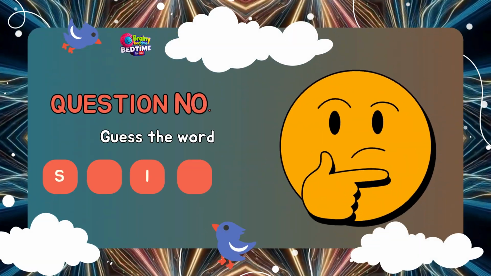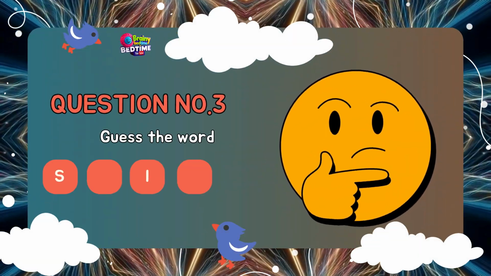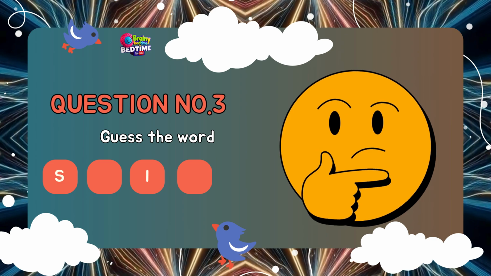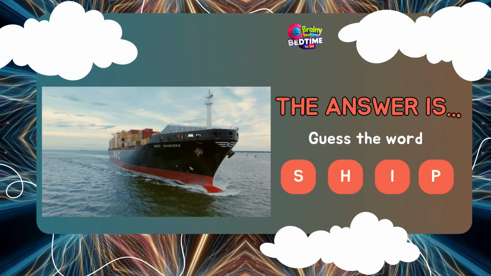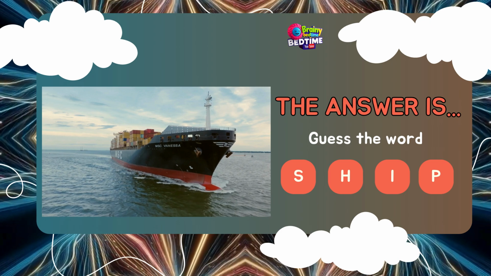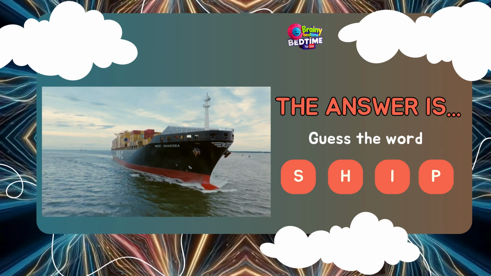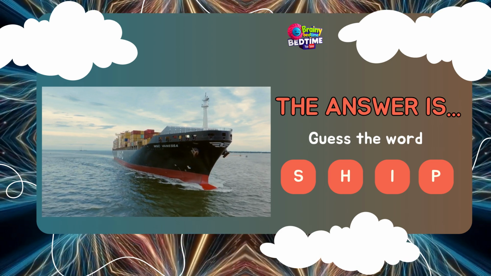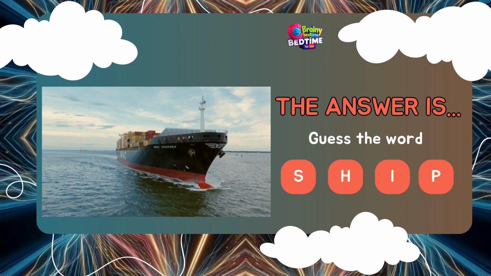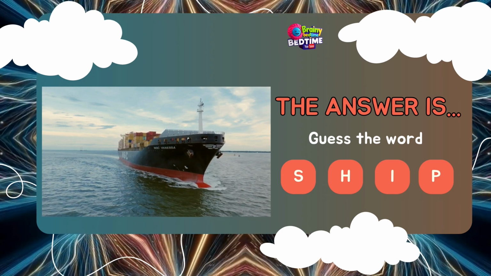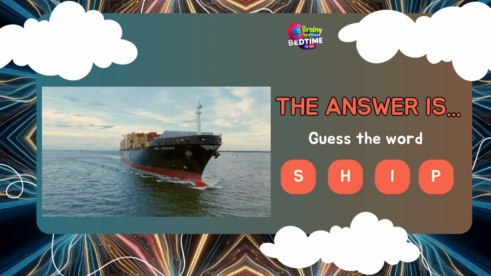Question number 3. Guess the word. S. I. The answer is: S. H. I. P. Ship. A ship is a large watercraft designed for transporting people or goods across seas and oceans.